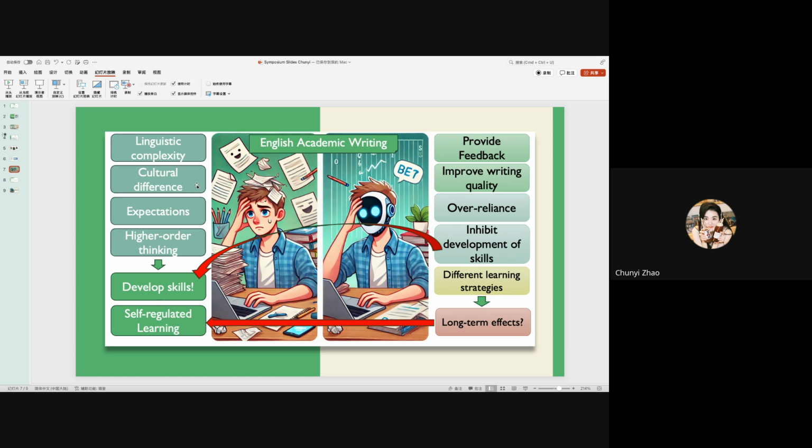I need to put in a lot of effort to make my writing seem like an English speaker or English writer. And the third is expectations. I may expect I can write a very wonderful academic piece, but I fail to do so. So I feel very depressed, and I always question whether I can be a good writer. And the last one is higher-order thinking. Writing is a cyclical process. When I begin to write, I need to set a plan for my writing.